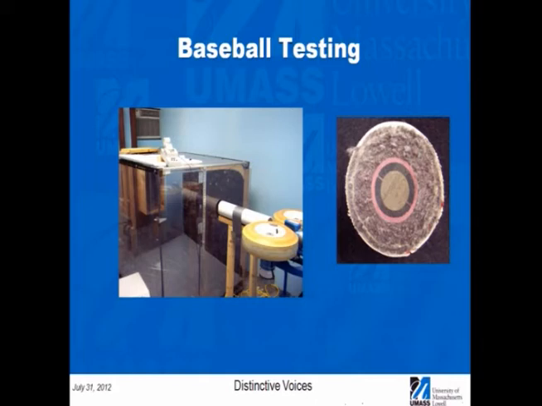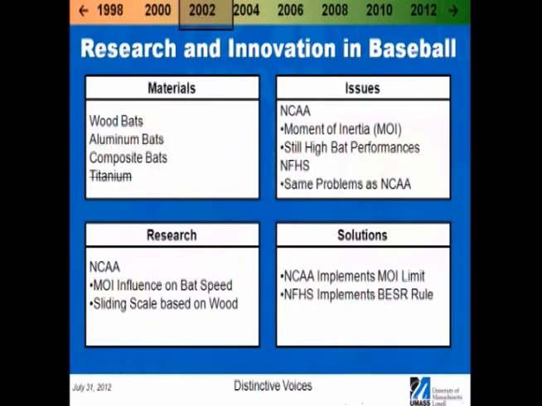And this is pretty much the ASTM standard and the standard test still used today, though we've got some new tests that are in the works. By 2002, the NCAA still had some issues that they were trying to resolve related to moment of inertia, which is basically swing weight. They still had some high bat performances that were still getting through.